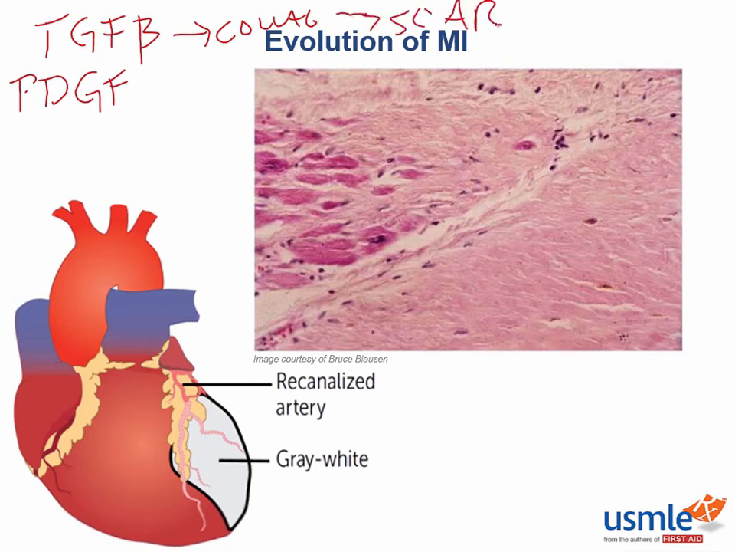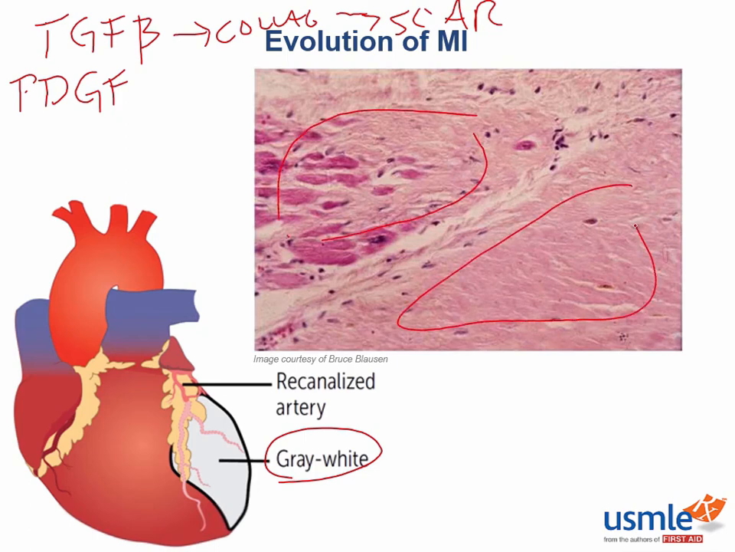It appears grayish-white on gross examination, and in the right image, under the microscope, we can see there's just a ton of collagen. There are not very many cells anywhere. Collagen stains pink. Again, notice how there are no myocytes. Can an area without myocytes contract? No. So this area of the ventricle is going to be very hypocontractile or hypokinetic.